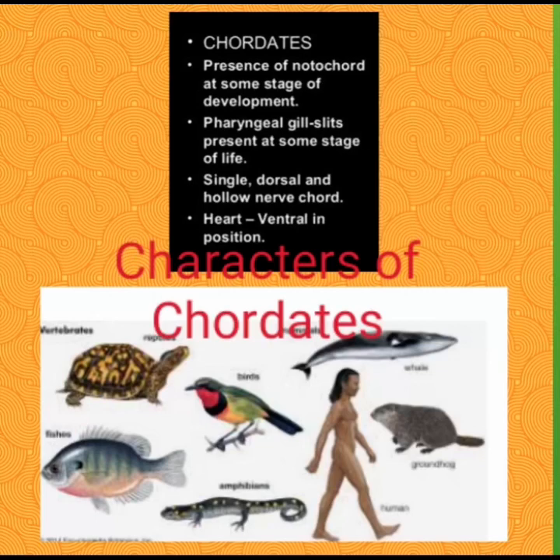Characters of chordates are as follows. Number 1, body is supported by a notochord. Number 2, pharyngeal gill slits or lungs are present for respiration. Number 3, nerve cord is present on the dorsal side of the body. It is hollow. Number 4, heart is present on the ventral side of the body.